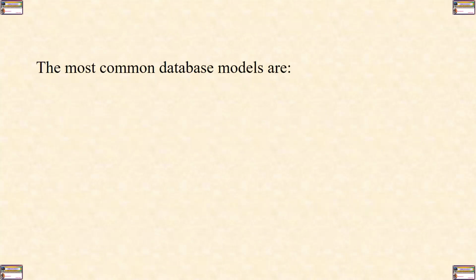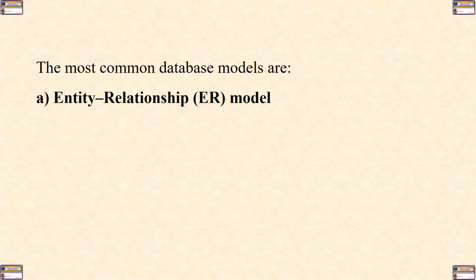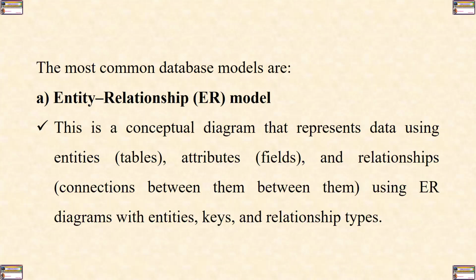And therefore, we have a number of database models. The most common database models are the Entity Relationship Model, or ER model, which is a conceptual diagram that represents data using entities, for example, tables; attributes, which we also call fields; and relationships, which are the connections between them, using ER diagrams with entities, keys, and relational types. And therefore, my dear students and the rest of the learners, we need to be aware of what the ER model is.